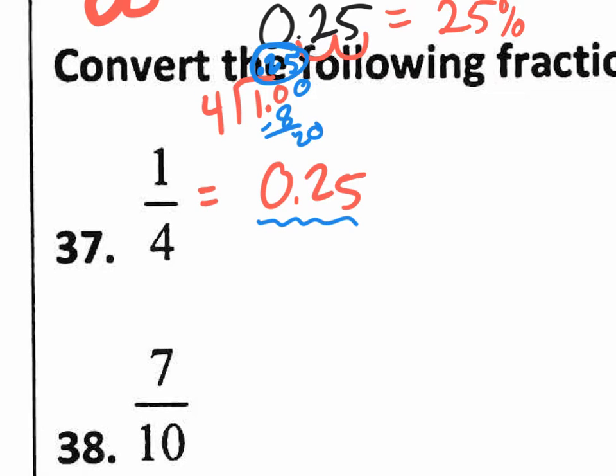So this is correct. 0.25 is the correct decimal for the fraction 1/4. And then they want us to convert that to a what? A percent. So all you got to do is move it 2 spaces over, and you'll have what as a percent? 25%. There you go. Easy peasy.